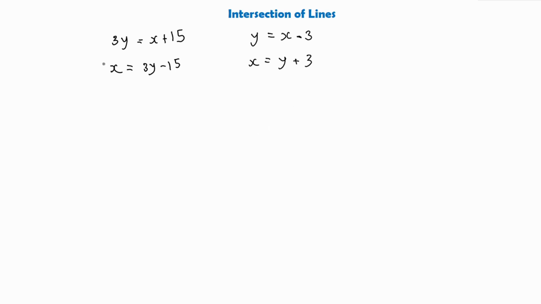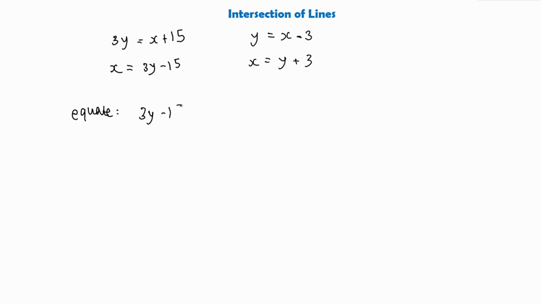Now, because we know that x is equal to this, and x is also equal to this, we can say that this is equal to this, correct? Because we have that x is both of these. So we equate. That's what we call it. We call it equate because we are equating the two equations equal to each other.